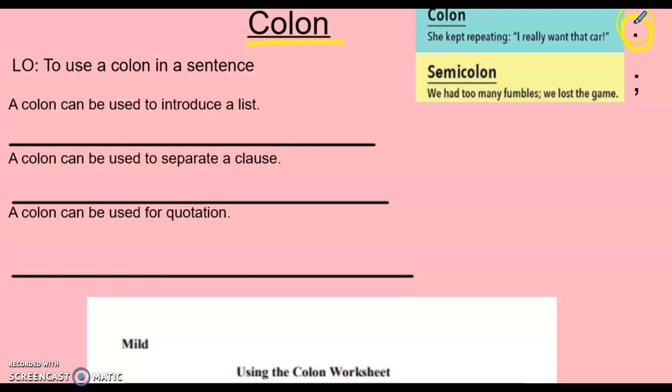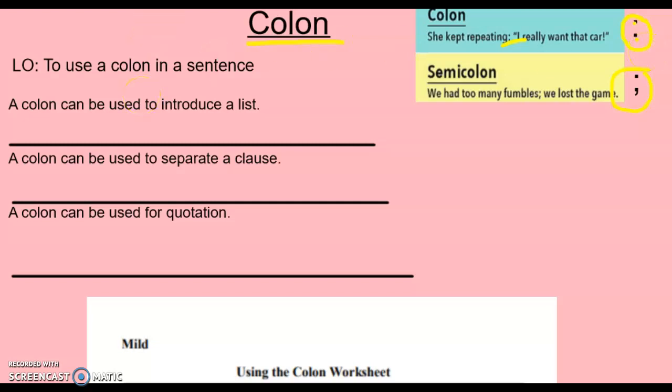So a colon is like two dots here, and we can see it's used in the sentence there. It's not to be confused with a semicolon. This is a semicolon. A semicolon has a full stop and then a comma. So today we're learning to use these two full stops that make up a colon.